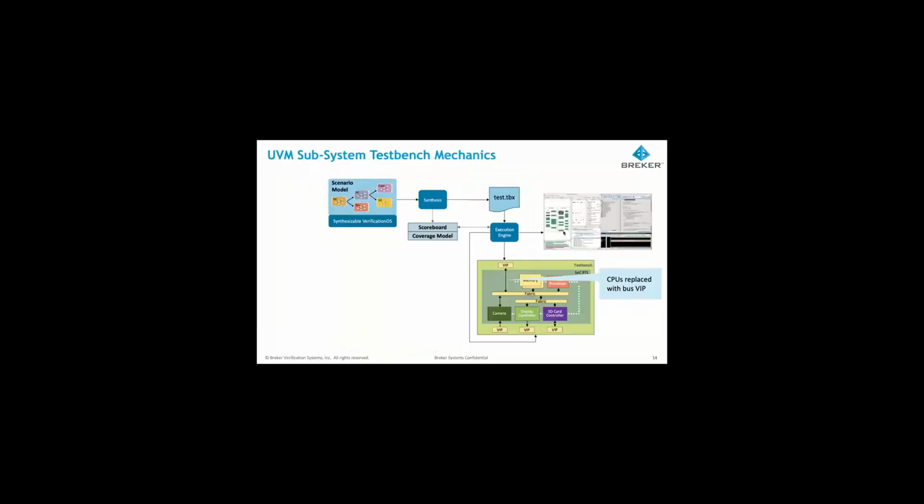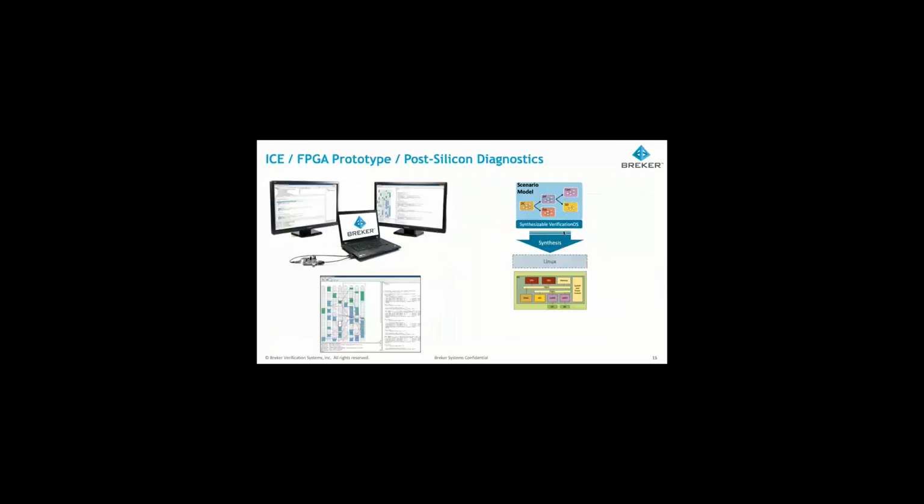You could do the same thing at the UVM level, as Nick mentioned, subsystem testing, where you remove the processor and put a VIP in there instead, which may be driving AXI bus traffic, is the same thing. And here we can use the same tests, the same OS, to drive UVM tests onto the system. And we can do the same thing through post-silicon diagnostics.